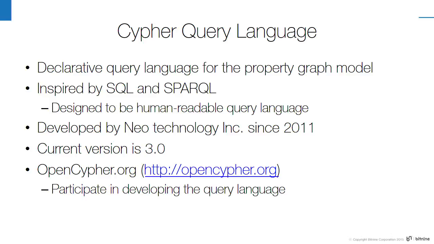For more concrete examples, I want to introduce Cypher query language. The Cypher is a declarative query language for the property graph model. It is inspired by SQL and SPARQL, and it borrows many clauses like where and order by from SQL and the graph pattern matching from SPARQL. The Cypher is developed by Neo4j, Neo Technology, since 2011, and now its newest version is 3.0, and it is still actively being developed.